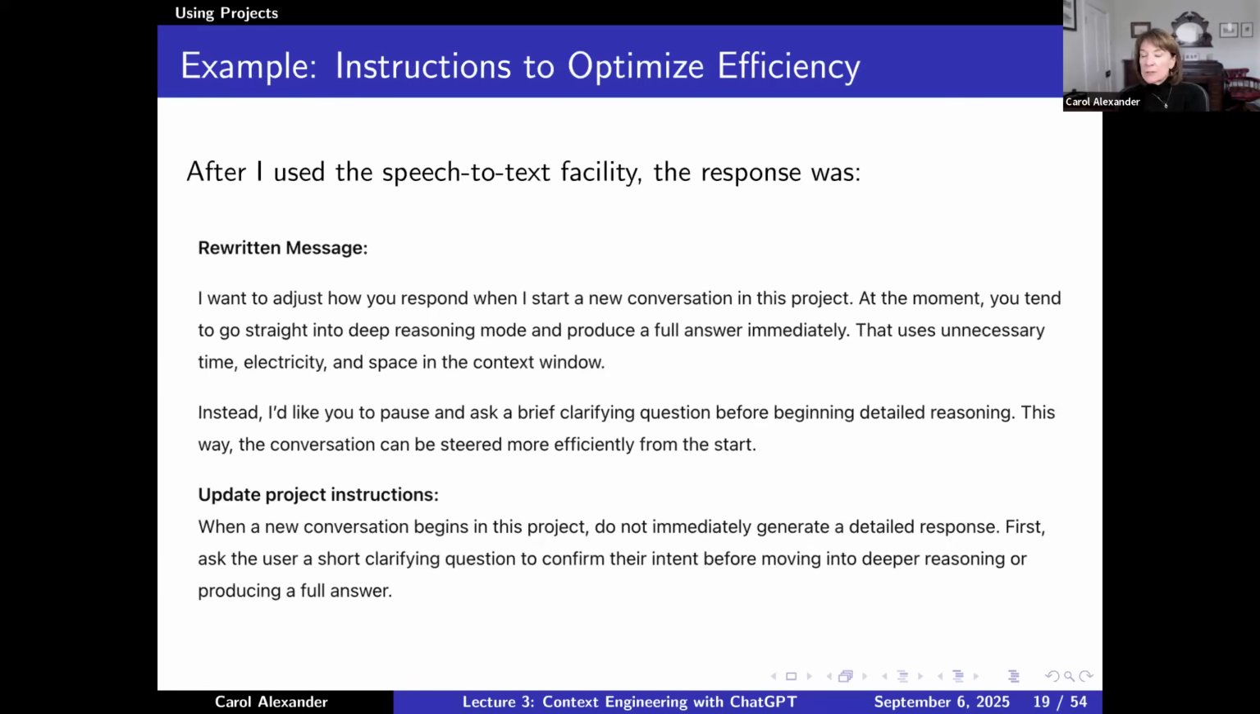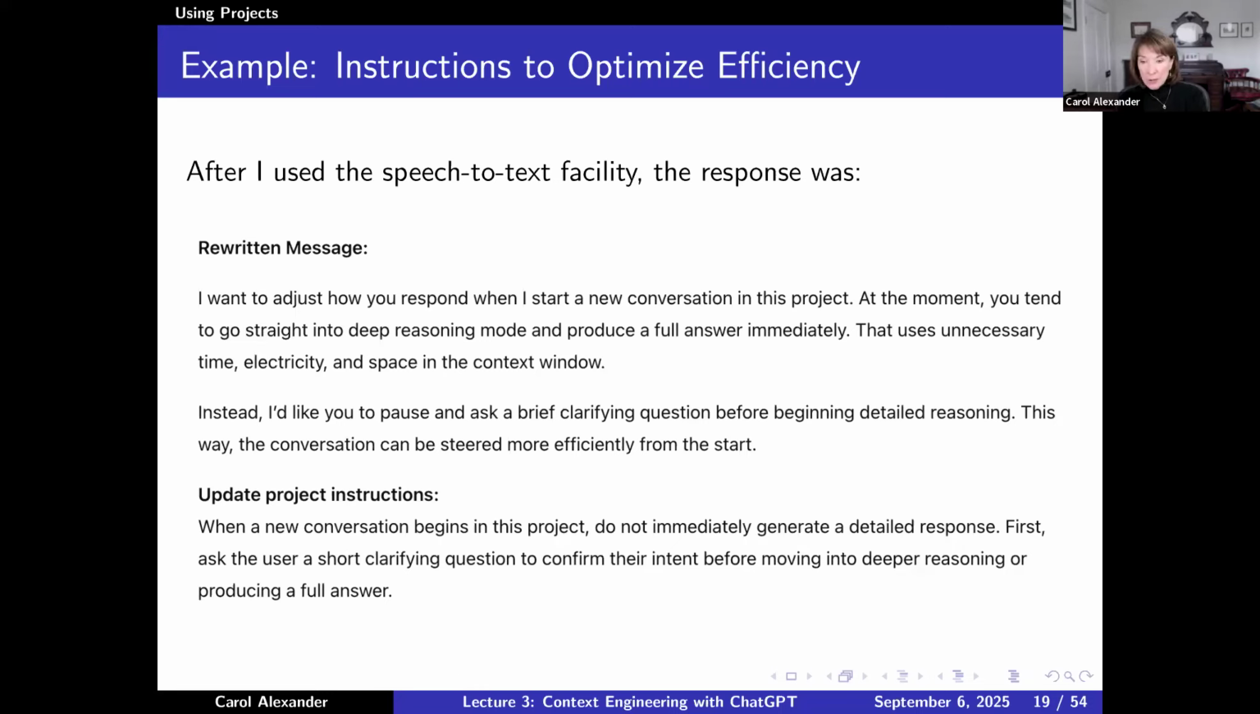For example, I wanted to update instructions to optimize the efficiency in a project. And as always, I use the speech to text facility. And so the response, luckily it wasn't in Welsh, was a rewritten message. I want to adjust how you respond when I start a new conversation in this project. At the moment, you tend to go straight into deep reasoning mode and produce a full answer immediately. That uses time, electricity, and space in the context window. Instead, I'd like you to pause and ask a brief clarifying question before beginning detailed reasoning. This way, the conversation could be steered more efficiently from the start.